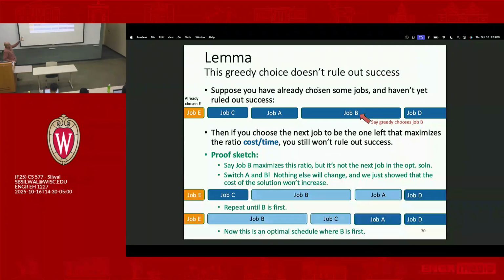But really, I'm using the fact that's very particular to this problem. I'm using the fact that if I have two things, the thing that has a better cost per time ratio can always be assumed to be in the front. That can never hurt me. That's essentially the property that I'm using, okay?